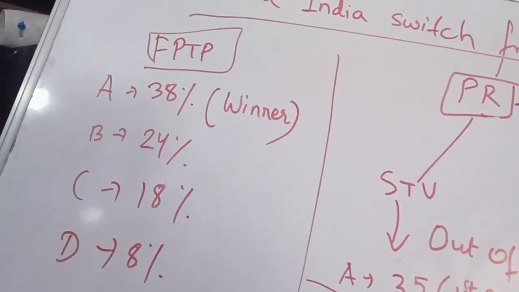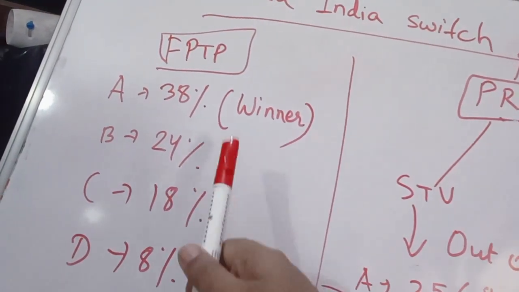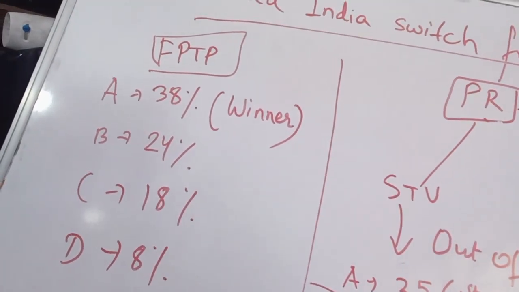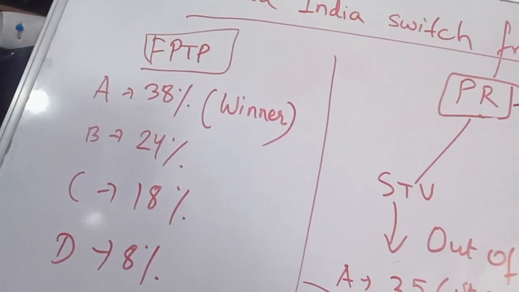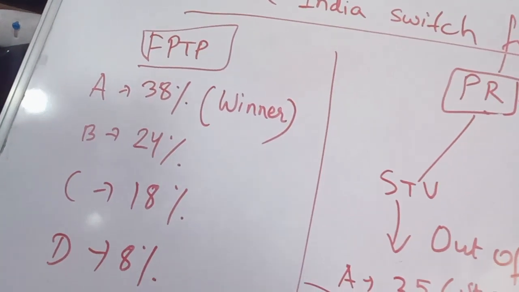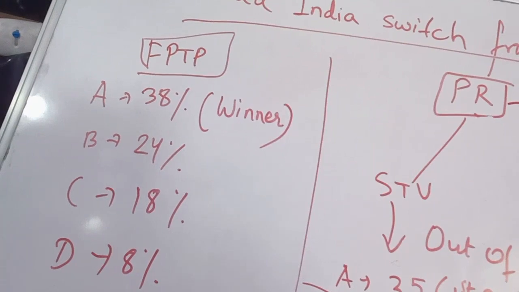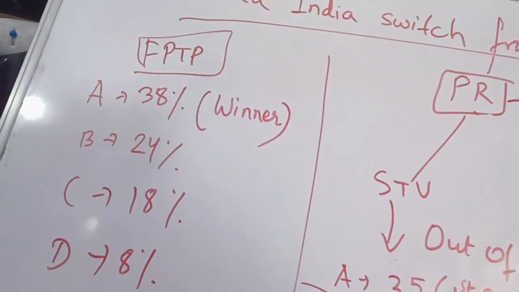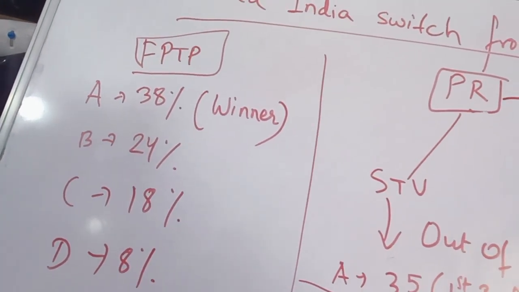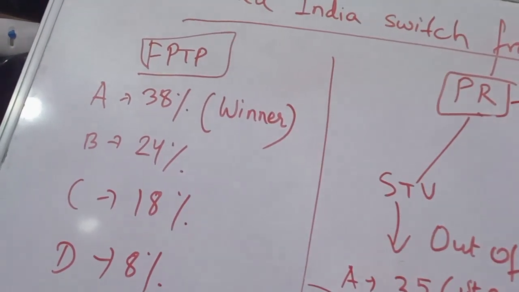So this is the limitation: it is not representative. Only 38 people out of 100 are supporting this candidate, yet he is declared elected, and he is now going to represent the total population of that constituency in the parliament. So that is the limitation of FPTP.